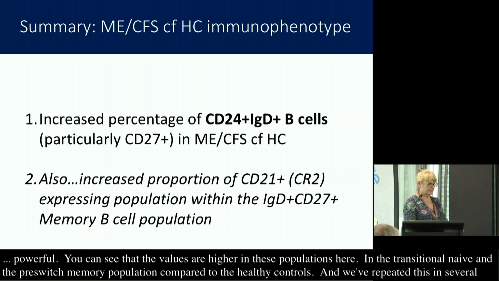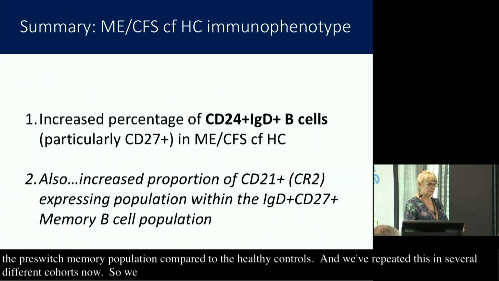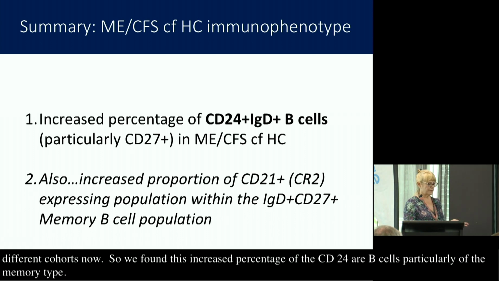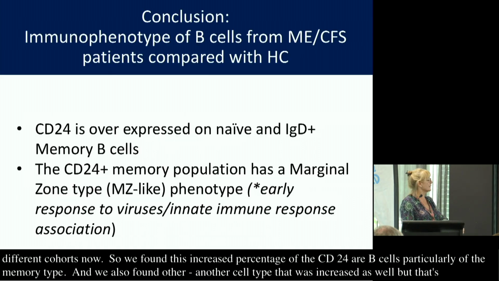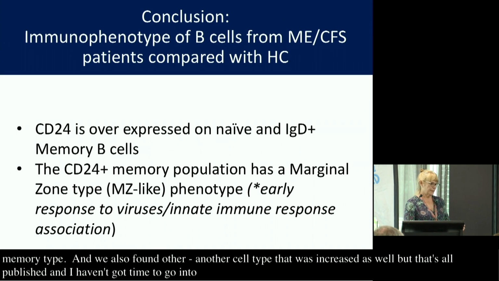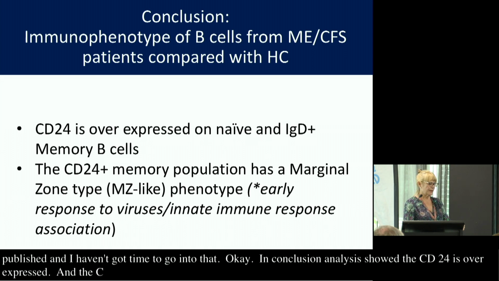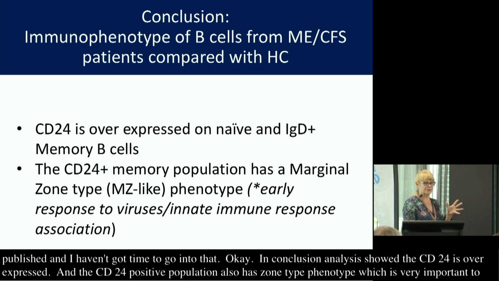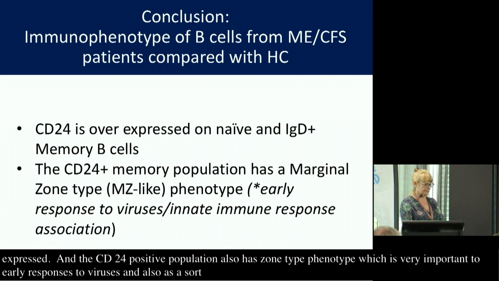So we found this increased percentage of CD24 B cells, particularly of the memory type, and we also found another cell type that was increased as well, but that's all published, and I haven't got time to go into that. Okay, so in conclusion, our immunophenotype analysis showed that CD24 is overexpressed, and this CD24-positive population also has a marginal zone type phenotype, which is very important in early responses to viruses, and also as a sort of link to the innate immune response.